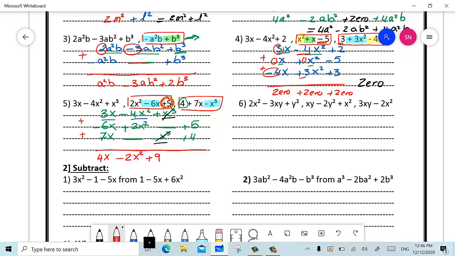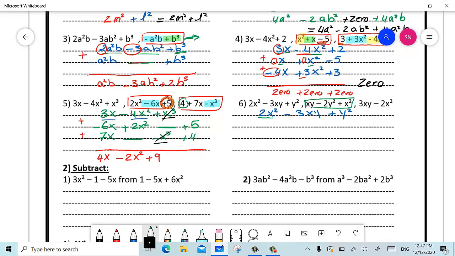And let's go and have the last addition in number 6. Now, I want to add three expressions together, and we agreed that the first step we should do is to write the first expression as it is. And then let's go for the second expression. The second expression is xy minus negative 2y squared plus x squared.